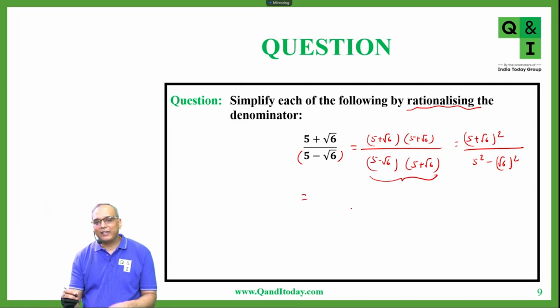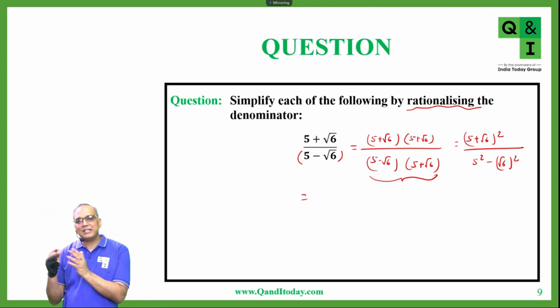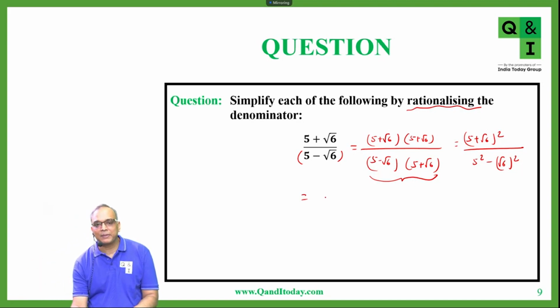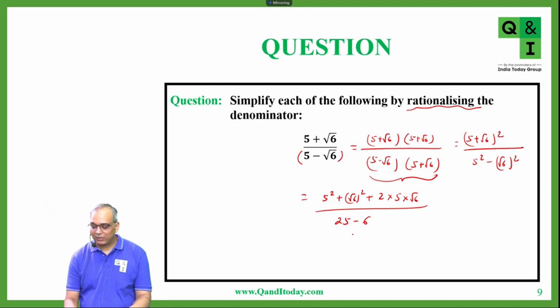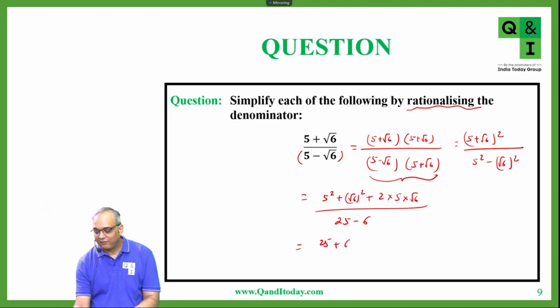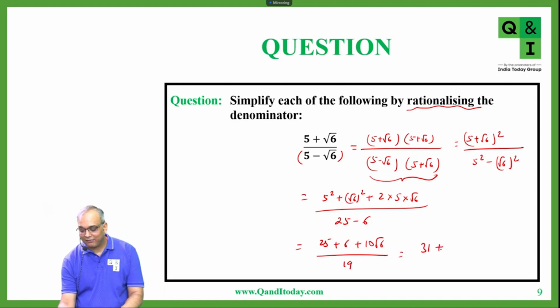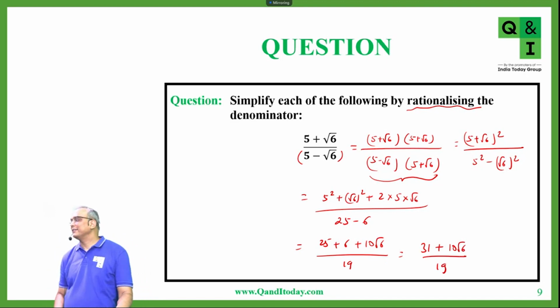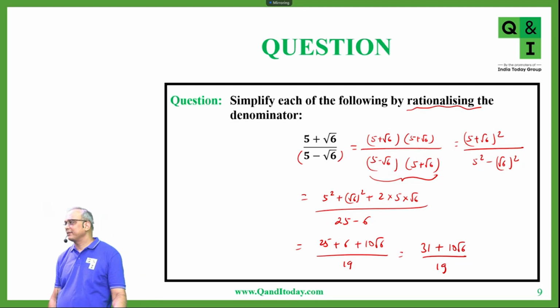Now in the numerator, when you open it up, that is a plus b whole square, use the identity a square plus 2ab plus b square. So you have 5 square plus root 6 square plus 2 times 5 times root 6, divided by 5 square minus root 6 square. 5 square is 25 and root 6 square is 6. So this is 25 plus 6 plus 10 root 6 divided by 19. So 25 plus 6 is 31, plus 10 root 6, over 19. Yes, Rudra, you are correct. Good.